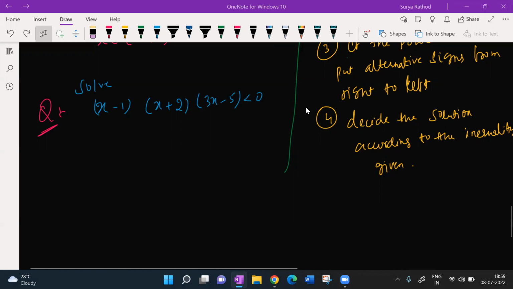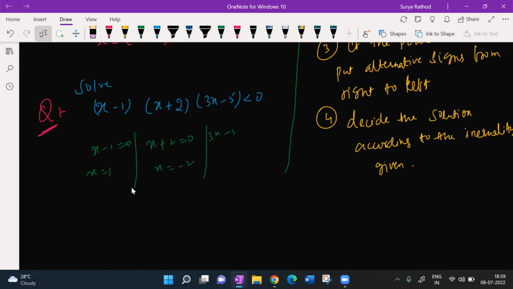Yes, I'll explain, Charan. Very simple. Everyone, what are the critical points we get here? Equating to 0: x minus 1 equals 0, so x is equal to 1. x plus 2 equals 0, so x is equal to minus 2. 3x minus 5 equals 0, so x is equal to 5 by 3. We write the critical points in order from minus infinity to plus infinity: first minus 2, then 1, then 5 by 3.